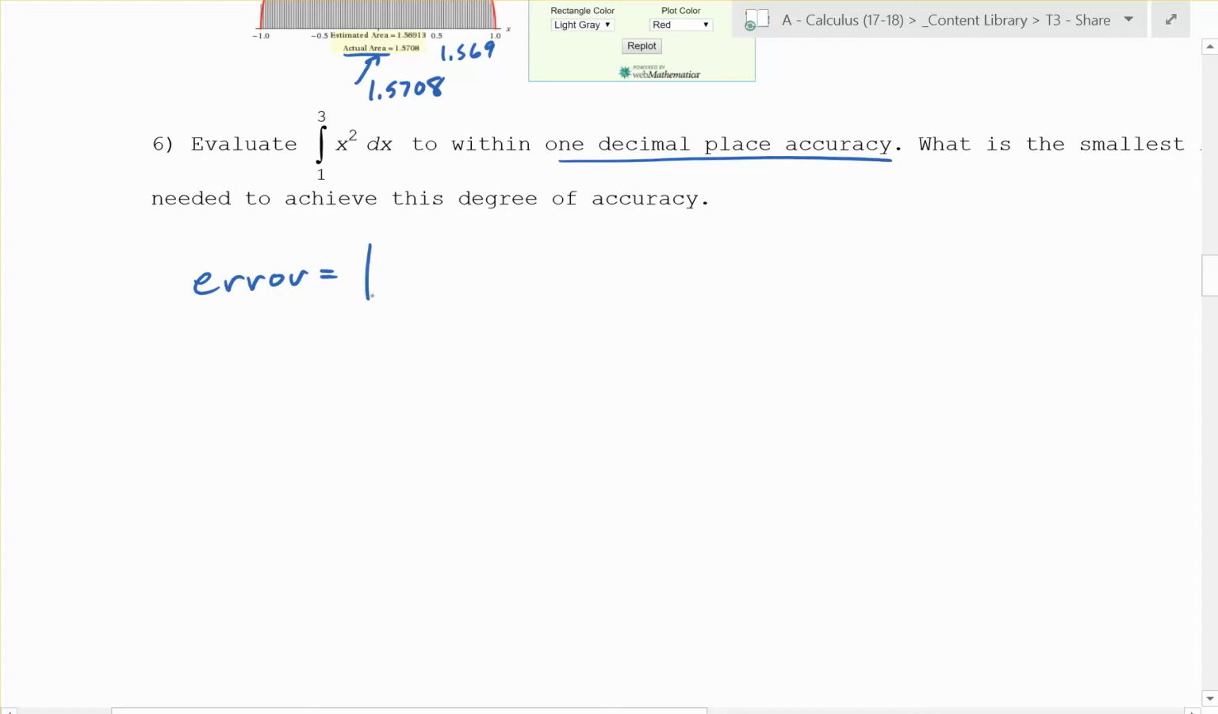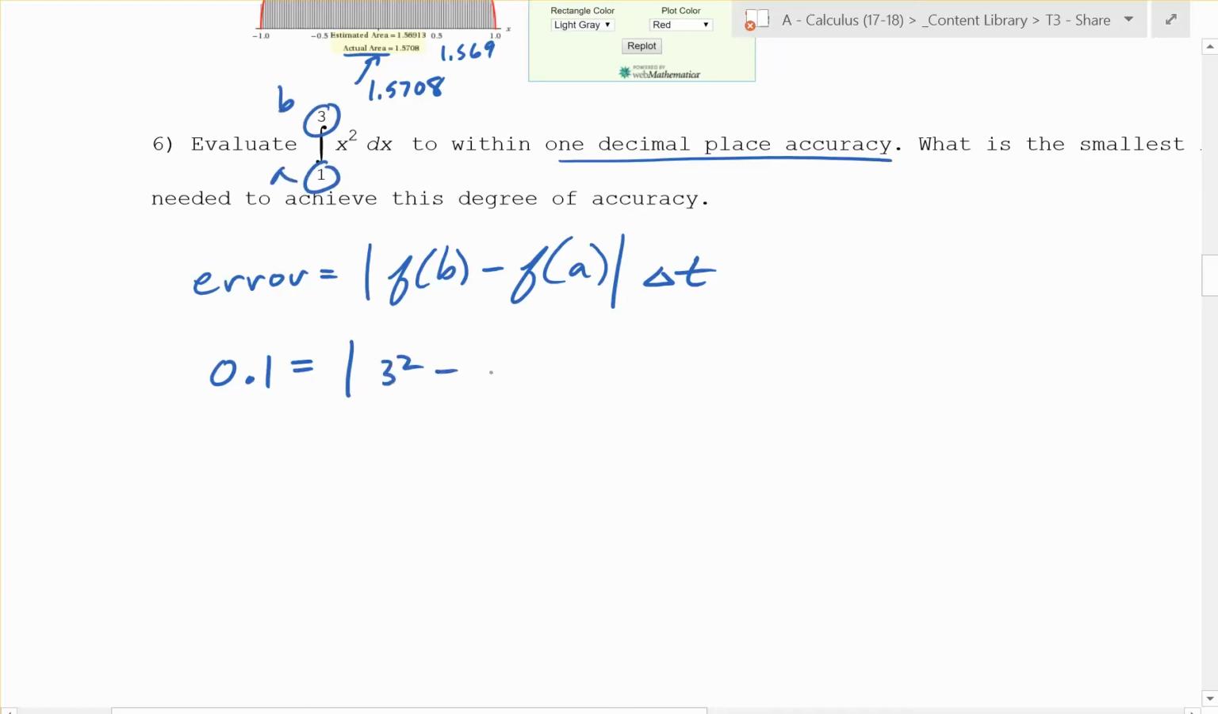So the first thing to remember is the error is f of b minus f of a times delta t. In this case, that's what our error is. That's the definition for error when we're doing these estimates. 1 decimal place is 0.1, so we want it to be 0.1, and a and b, so that's your b value and your a value. So f of b is going to be 3 squared, and f of a is going to be 1 squared, times delta t. So when you do this out, 0.1 is equal to 9 minus 1 times delta t.